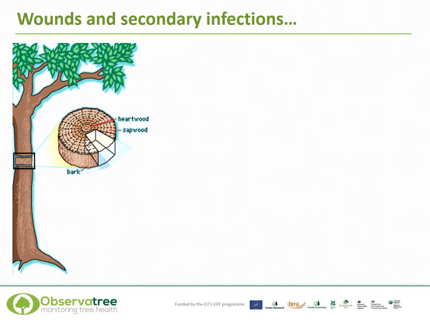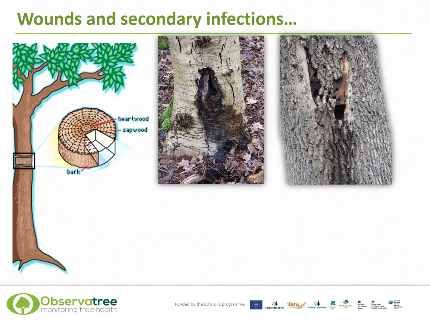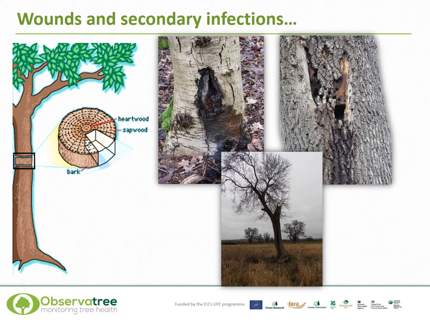Wounds can occur in many ways and damage the bark, the protective outer layer of the tree, which is much like our skin. When there is a break in the bark, exposure of the underlying sapwood and heartwood makes trees vulnerable to pests and diseases or decay. These secondary infections can get to the heartwood of the tree and decrease its structural integrity. This makes it very susceptible to extreme weather, such as wind, which can cause the tree to fall without warning.